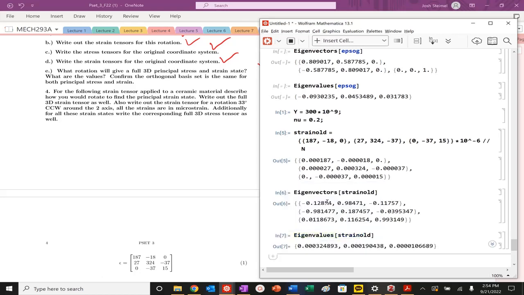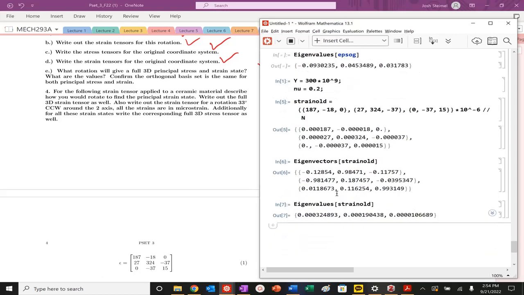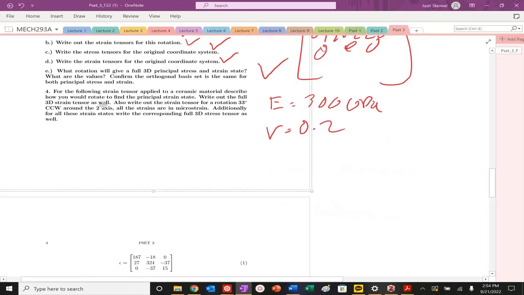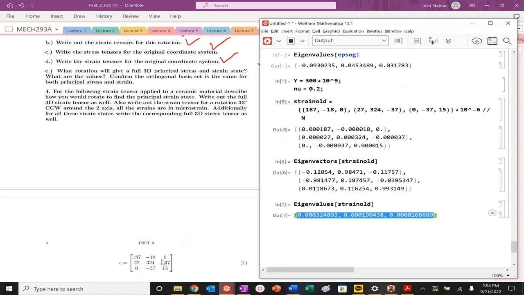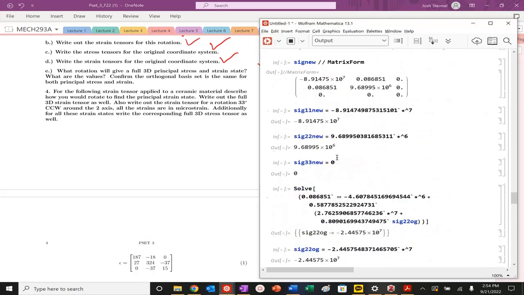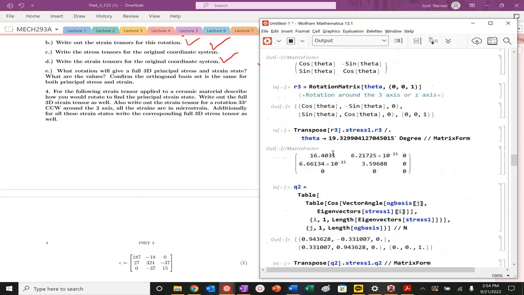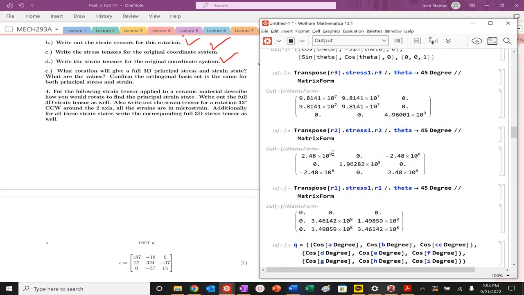for rotation counterclockwise around the 2-axis. So actually we'll look at the principal. So we could do eigenvectors. So those would be our new coordinates, or our new orthogonal basis set. Those would be your eigenvalues as well. Excellent. So that's a pretty quick, straightforward way to basically solve through those problems. Those are going to be, again, those eigenvalues for your principal strain state.